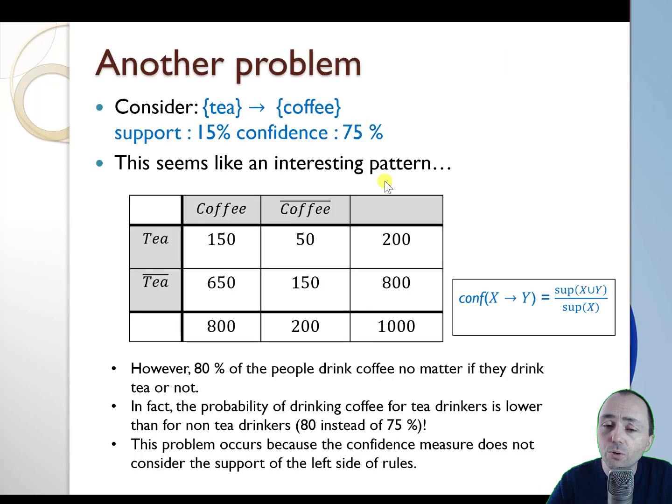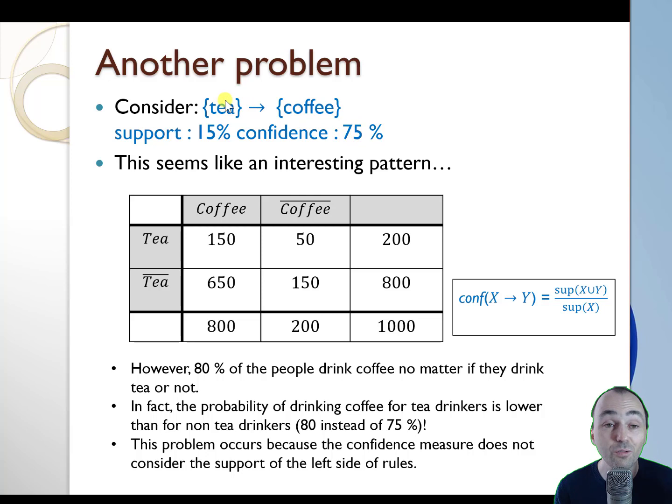So I will show you some problems. Let's go directly to this. Here I take an example of a rule. If you drink the tea, you will also drink the coffee. So if you like drinking tea, you probably also like to drink coffee. Let's say you have a database and you find this rule, and I tell you that this rule has a support of 15% and the confidence is 75%. So maybe you think this is a very strong rule because 75% is really high.